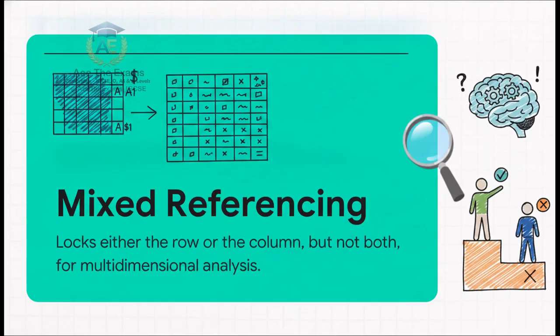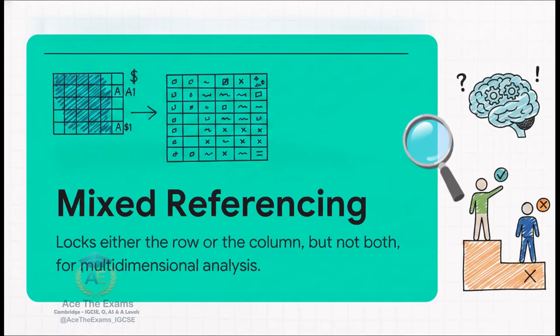Then we have mixed referencing. This is an essential tool for when you need to solve systematically and check for reasonableness in your data interpretation. Look, this is where top-tier candidates completely separate themselves from the rest of the pack in the 9626 exam. Mixed referencing means locking either the row or the column, but not both. Think $A1 or A$1. It is a hybrid approach used for multi-dimensional data analysis.